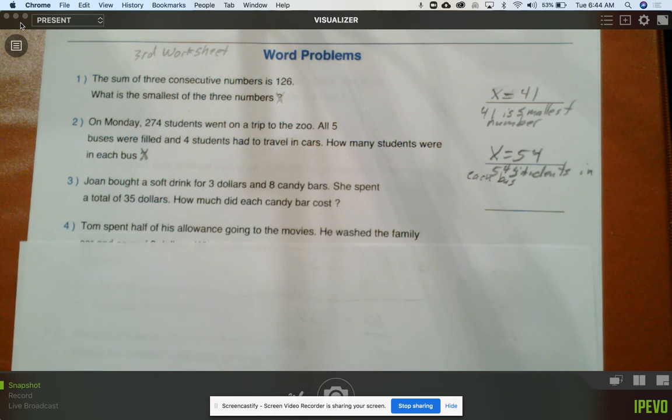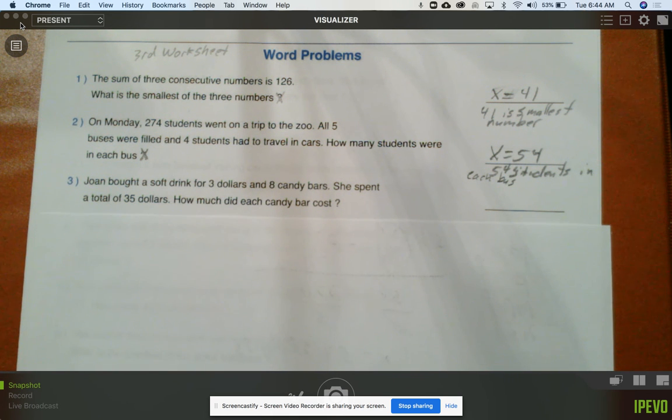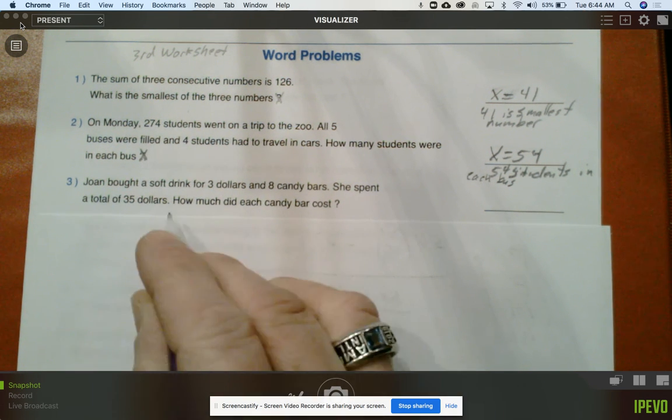All right, number 3. Joan bought a soft drink for $3 and 8 candy bars. The wording is not great on that, but she paid $3 for a soda, or a soft drink, which is a soda. She paid $3 for that, and then she bought 8 candy bars. She spent a total of $35. So on top of the $3 for the soft drink, she spent an additional amount on candy bars. So let's see what that is. She spent a total of $35.